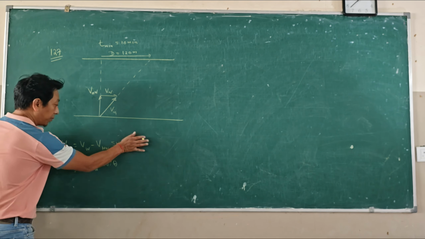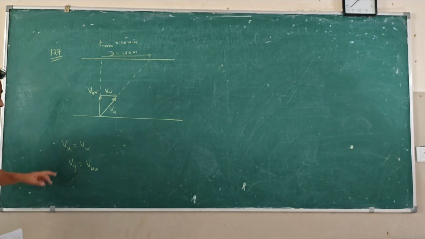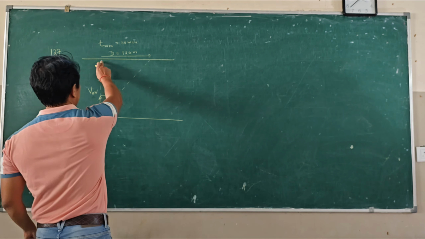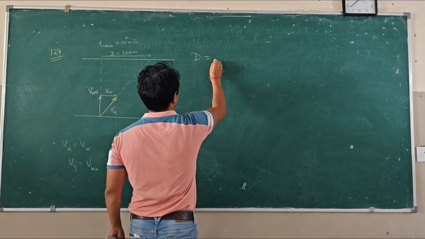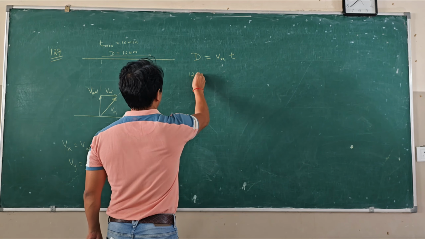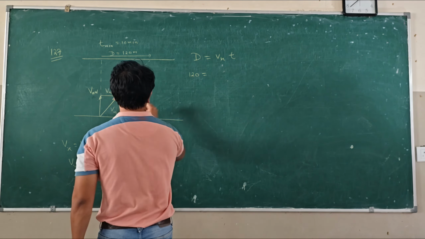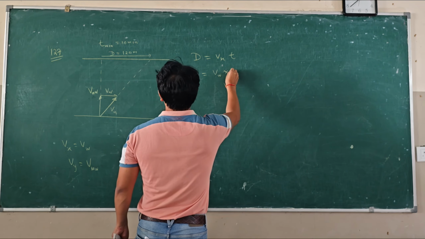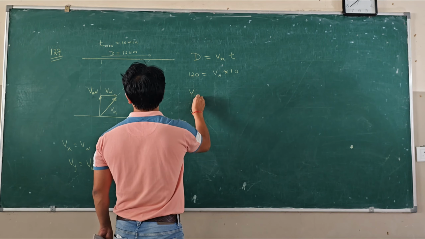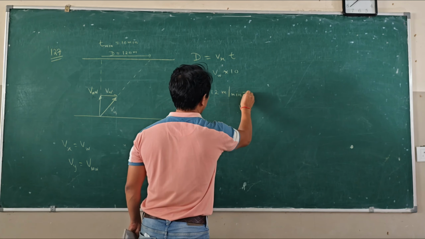Put theta 0. This will become 0, this will become 1. So Vx will be what? Vw. Vy will be what? Vmw. That's what I am saying. So what will be your Sx? D. Vx into T. What is D? 120. Who is Vx? Vw. What is the time taken? 10 minutes. So what is Vw? 112 meter per minute.